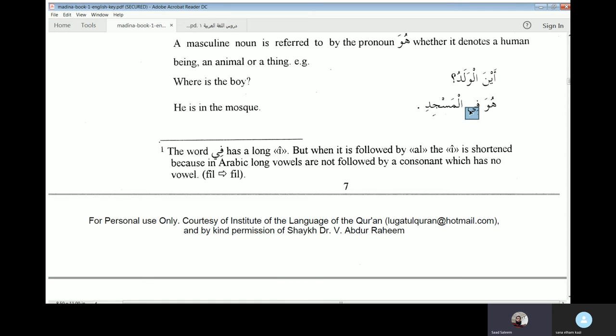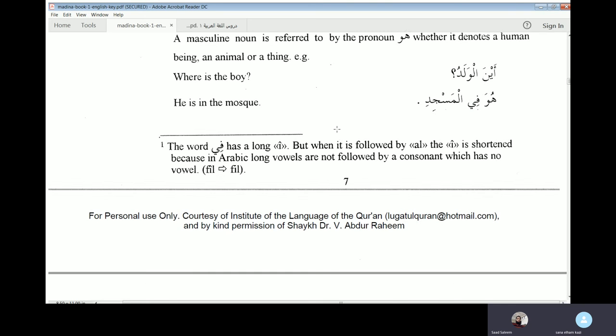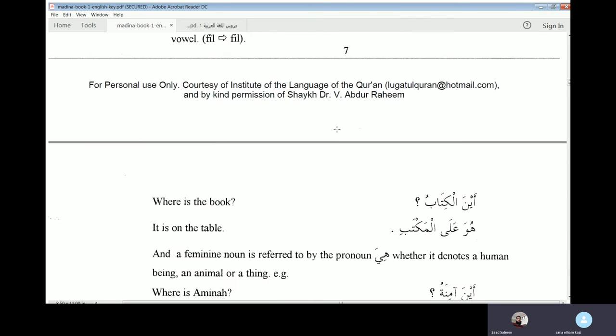But at the moment, keep things simple. It will be better for you. Just remember that we will not read ya in this word. We'll just read fil. Fa, kasra, lam, sakin, fil. And this is because we have two sukoon.